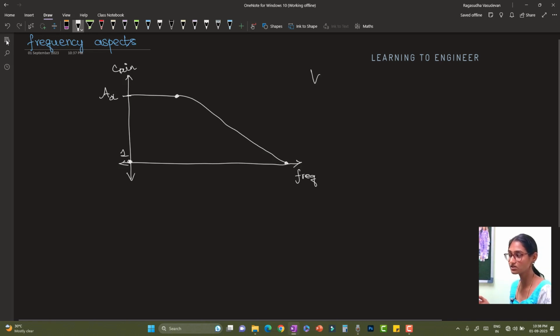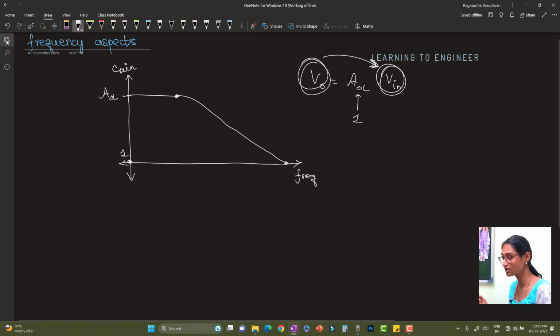The output voltage is AOL times the input ideally. So this gain can be equal to 1 at minimum, because output voltage can be 1 into input, which is the input. So in the worst case, the output will be exactly that of the input, but it will never be 0. So remember that point. This is 1 and not 0.